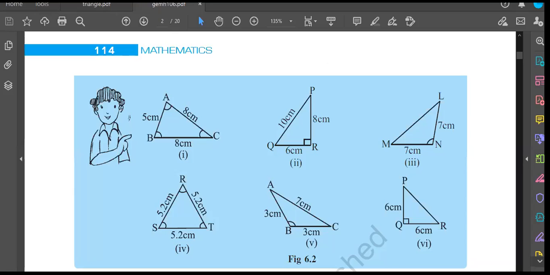So I can say that 1 and 4 are acute angle triangles, right? Depending on angles, 1 and 4 acute angle triangle, 2 and 6 right angle triangle, and 3 and 5 obtuse angle triangle.